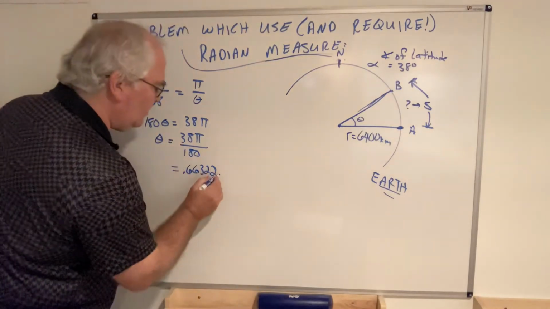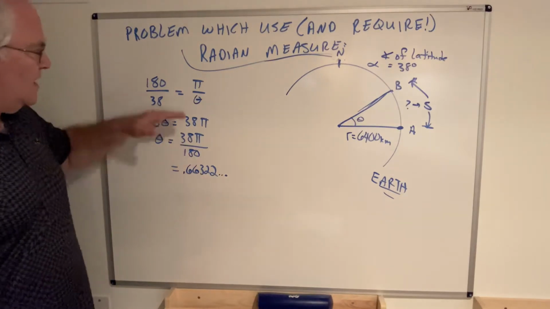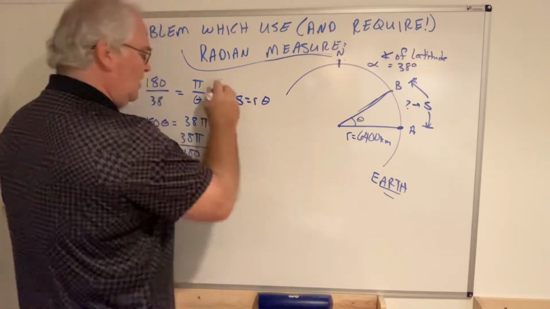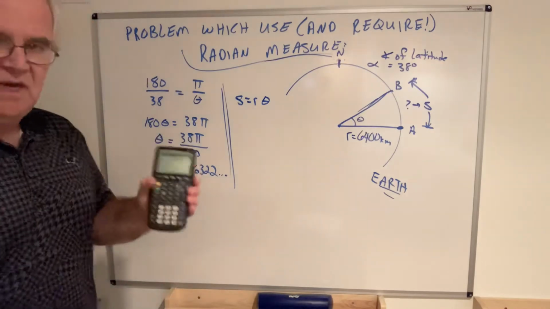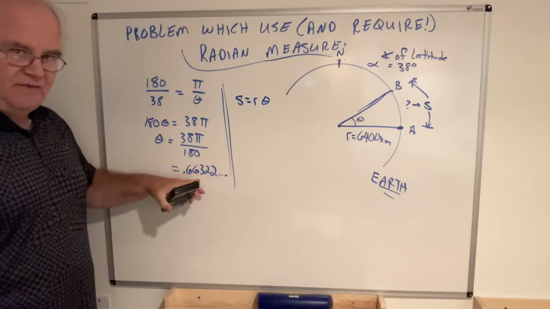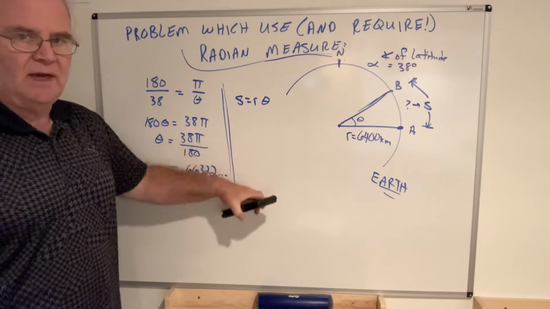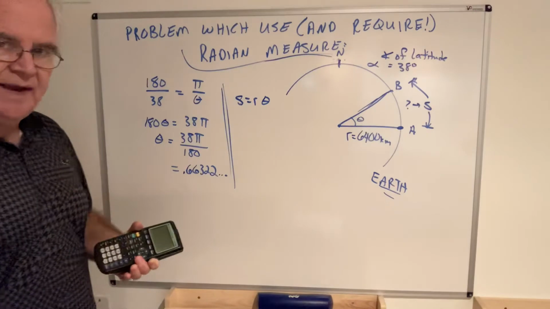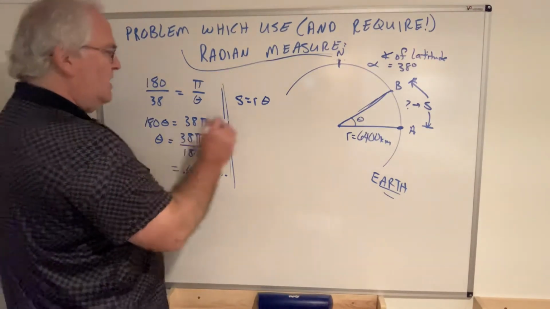Now here's what I want you to do with this. This is not your final answer. We're not done yet. We're going to use this. I'm going to take this value and use S equals R theta. So this is step 1, step 2. Leave this number in your calculator. Don't round this now. If you round this, then use a rounded value here, you're going to accumulate round-off error. So what I want you to do is leave this number in your calculator. Don't clear your machine. Because now this is the value for theta.